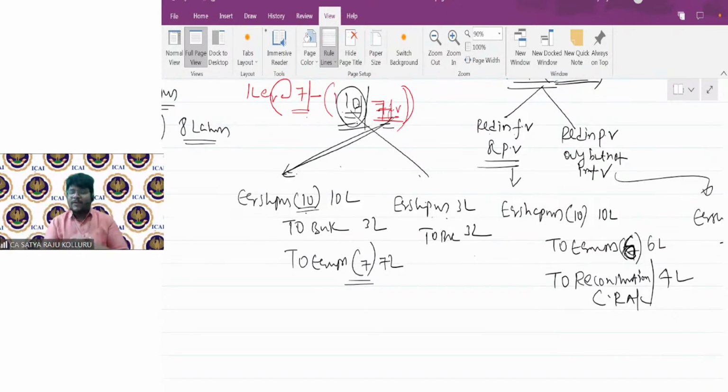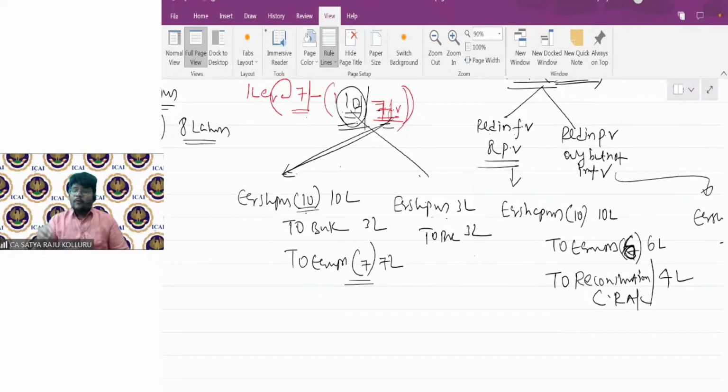If nothing is given, we can automatically presume that there is a reduction in face value and paid up value. Sorry, again I'm repeating. Whenever they are talking about reduction in paid up value, if nothing is given, we can presume that there is a reduction in face value as well. But if it is specifically mentioned that there is a reduction only in paid up value, but not in face value, then only you should adopt the second procedure.